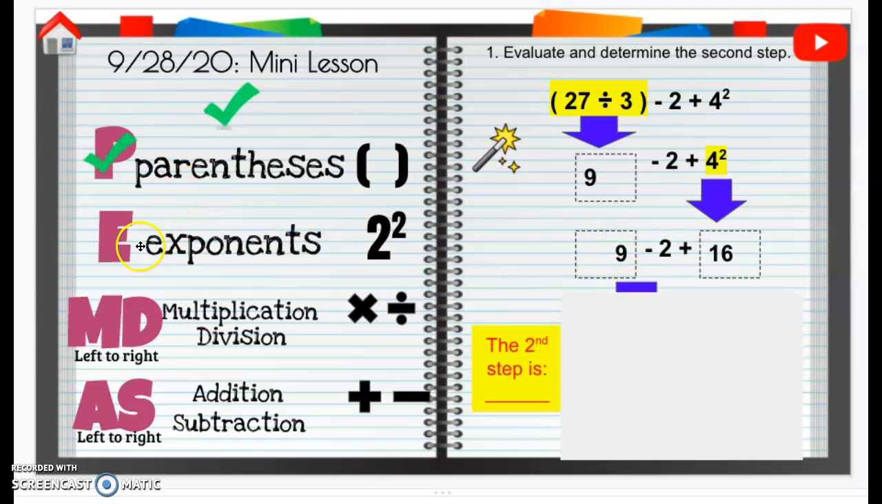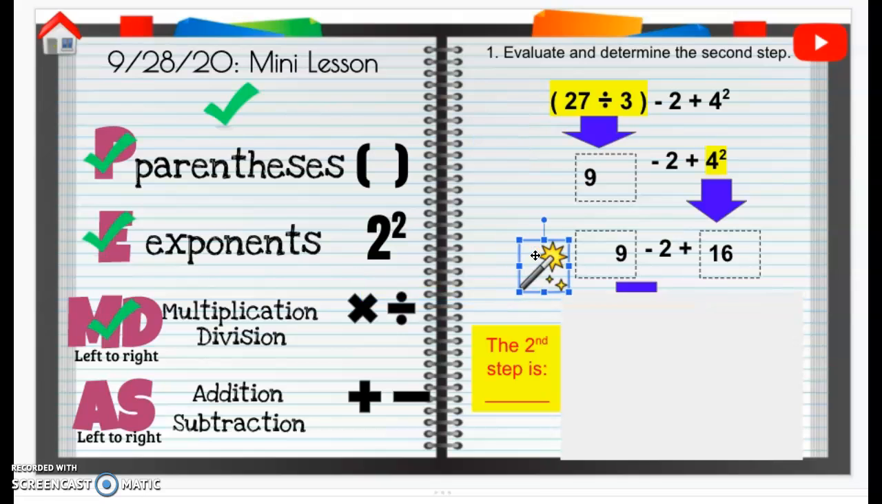Do we have any more exponents? Nope. Check that off. How about multiplication or division? Do we have any multiplication or division? Nope. We're going to check that off. How about addition and subtraction? Yes, we have both. And how do we go about it? Oh yeah, from left to right.